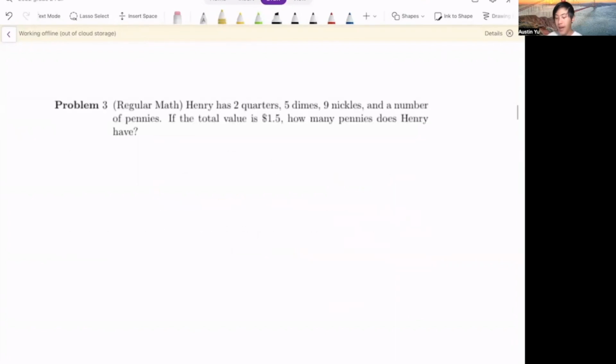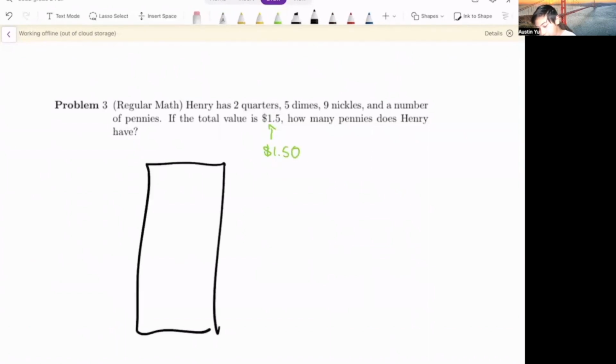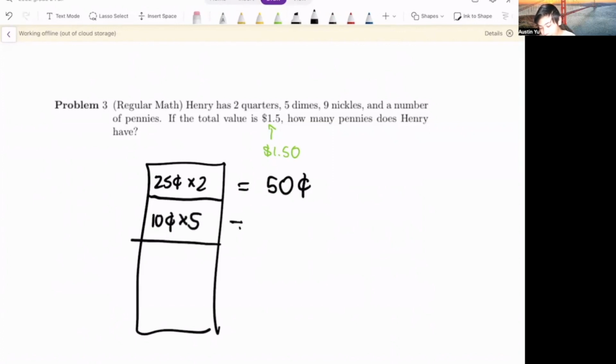Problem 3. Henry has 2 quarters, 5 dimes, 9 nickels, and a number of pennies. If the total value is $1.50, how many pennies does Henry have? So let's make a graph here. For the quarters, he has 2 quarters at 25 cents each times 2, that is just 50 cents. And then for the dimes, dimes are 10 cents each, and he has 5 of them, so that is 50 cents again.